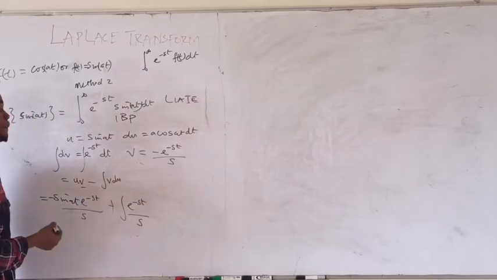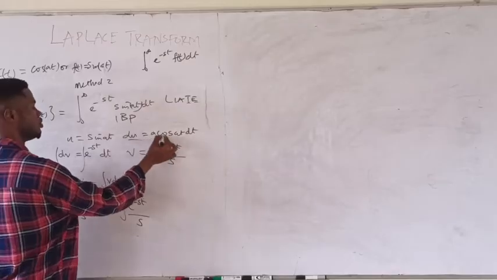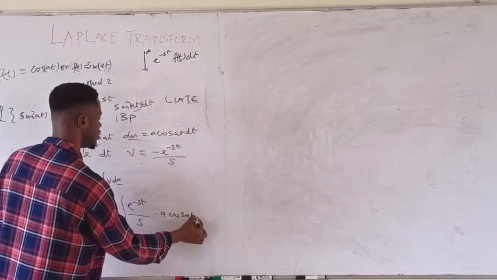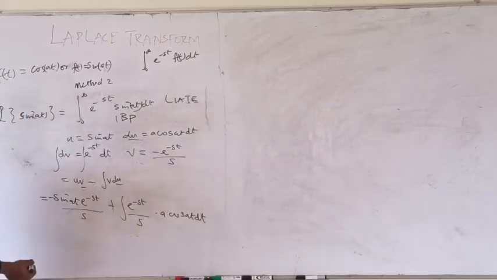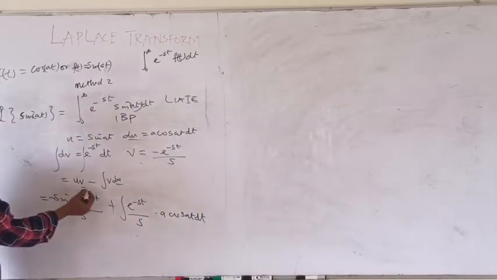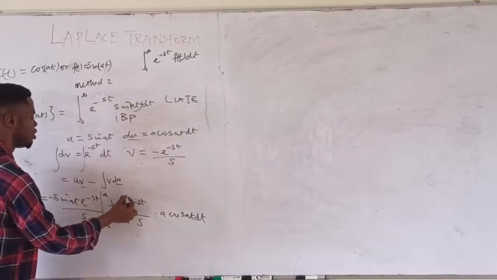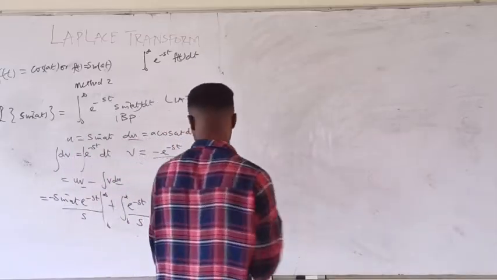What is the value of our du? The value of our du here is a cosine of at dt. So this is what I have. Remember, as I told you earlier on, anytime you get the value of your uv, always impute your limits. Always impute your limits. So now let's impute the limits.